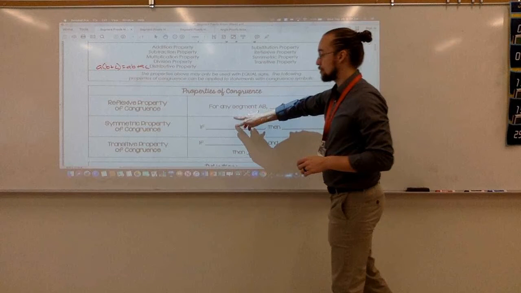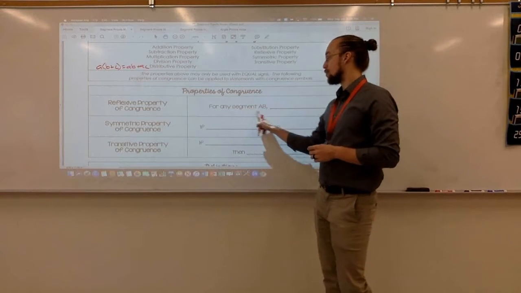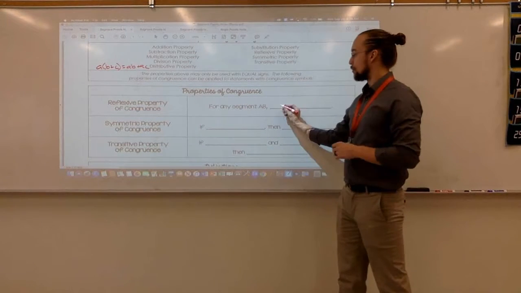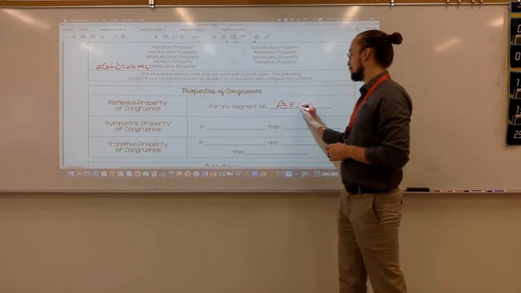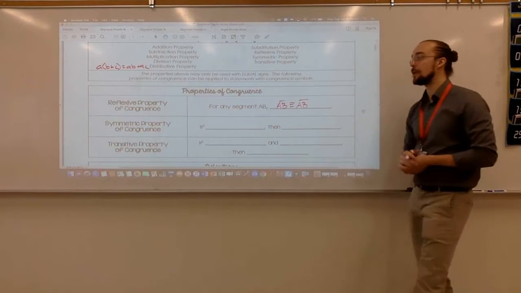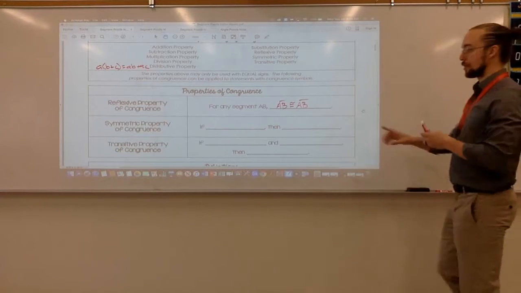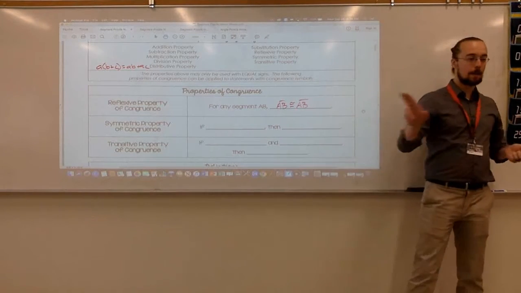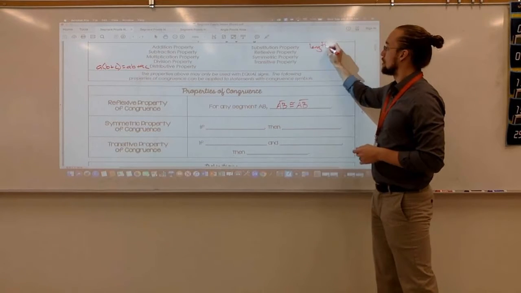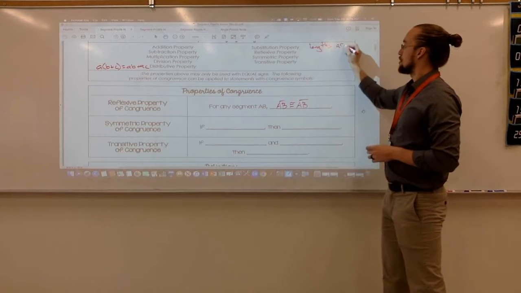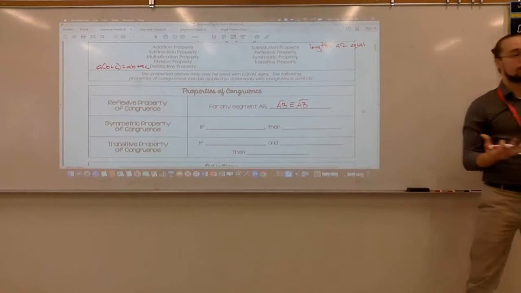So we're going to start looking at properties of congruence today as well. These are like the properties that we looked at for equality, but now we're going to apply them to segments. If I have some segment AB, the reflexive property tells me that that segment is congruent to itself. Now, we should make a distinction here: when do we use a congruent symbol and when do we use an equal sign? Lengths of segments are equal to each other, so I would use an equal sign.